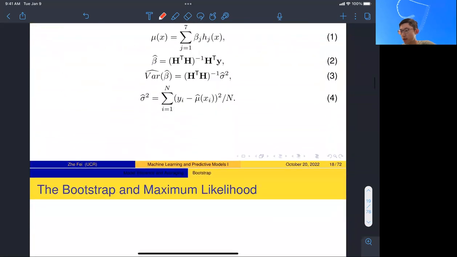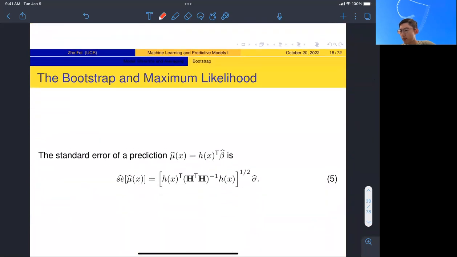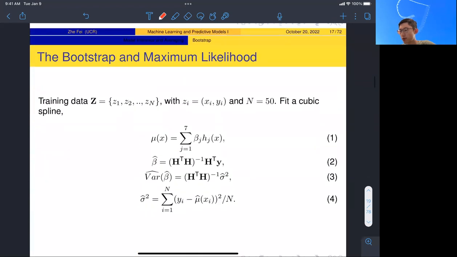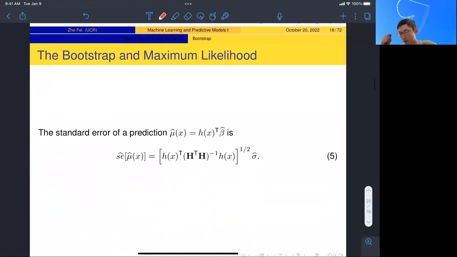Let's take an example here maybe. Essentially the next example is comparing the bootstrap and maximum likelihood, right? We know that from the MLE, we could get the variance of beta hat, but we want to compare this with the bootstrap estimate of the variance, right? So that's essentially what we compare.